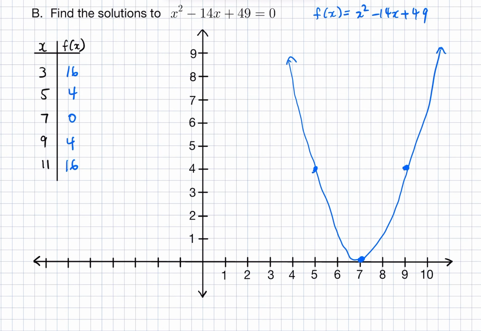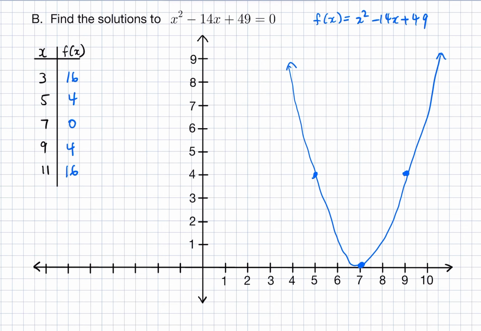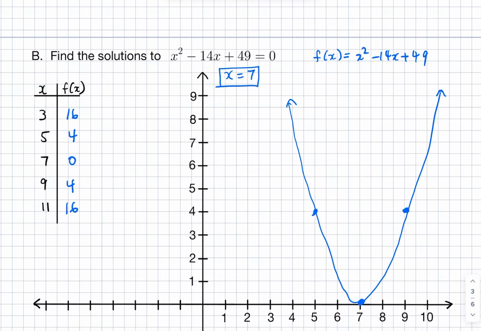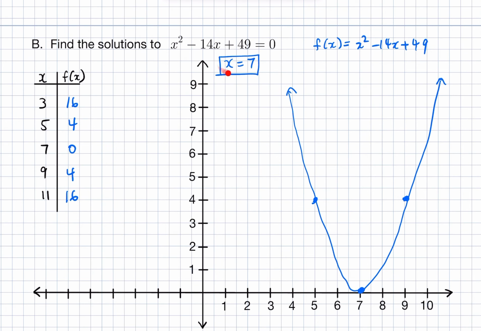All right. So in this example, what we notice is that the parabola intersects the x-axis only at one point, which is 7, 0. Okay, so our only solution here for this equation is x is equal to 7. Now the point I wanted to make here is that unlike the prior example, where we had two solutions, in this example, we only have one solution.